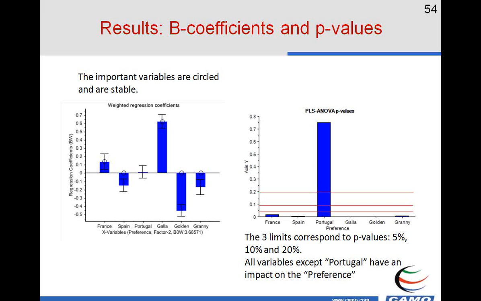So that is good. And a plot that looks like that is very important because it gives you p-values that are kind of similar to the p-values you will get in an ANOVA analysis. Is this one, PLS ANOVA p-values? And you have 3 limits. You have 5%, 10%, and 20%. So everything that is below the 5% is really significant, and the rest is less significant. So here, Portugal is not significant.